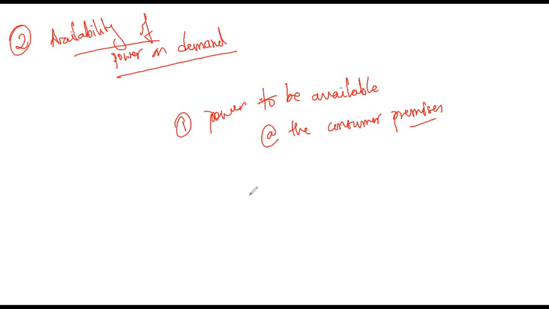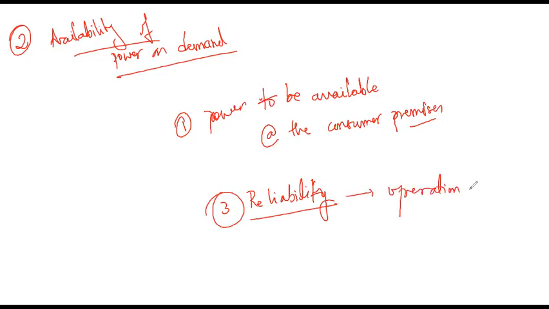Next, how reliable is it? Once I have this reliability factor to be considered, this is the third point. The entire modern industry is dependent on the operation of electric power. All these homes, buildings and industries are lighted, heated, cooled and ventilated by electric power. This is generally termed as reliability.